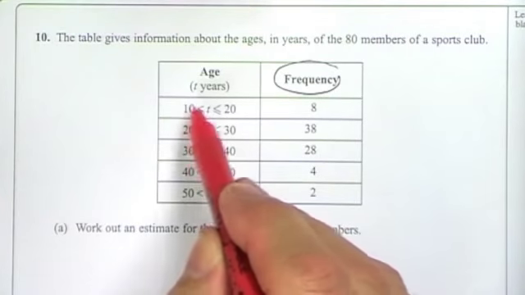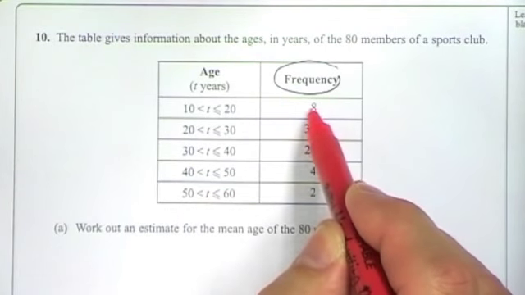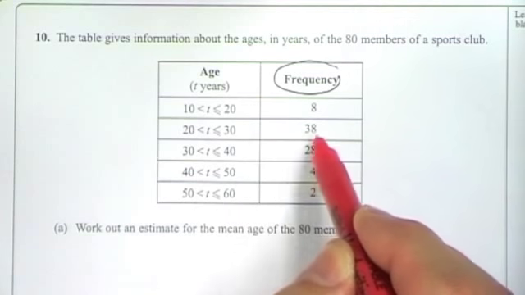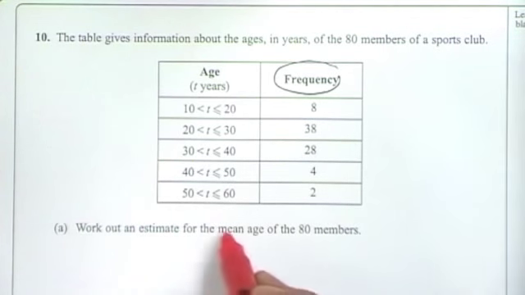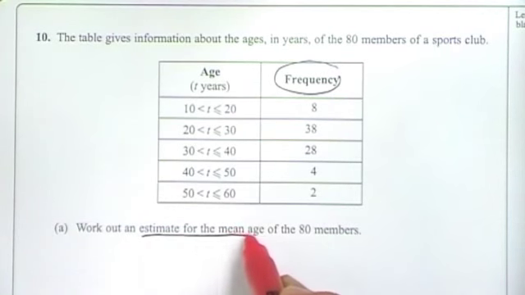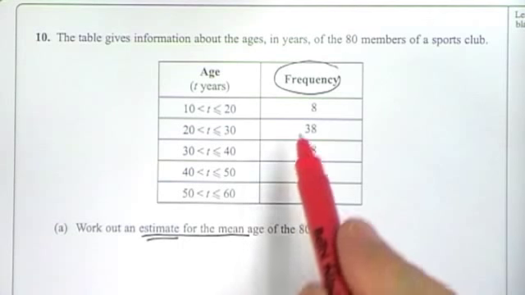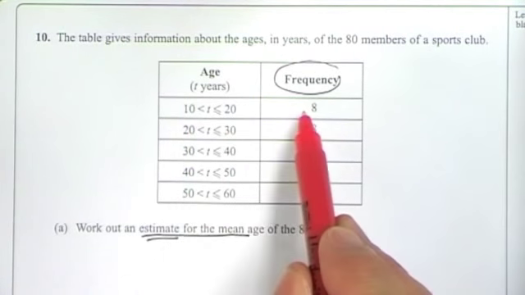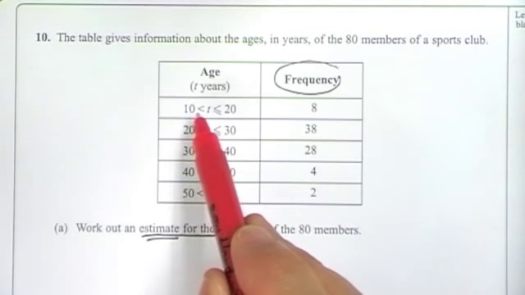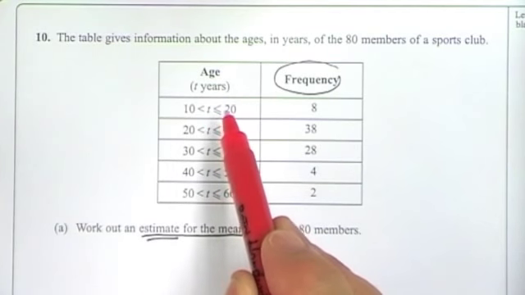So it's saying that between 10 and 20 there were 8, a frequency of 8. Between 20 and 30 there was a frequency of 38. Now you're asked for an estimate of the mean, and the reason it's an estimate is because you cannot calculate the exact value. For these 8 results, you don't know the exact values. All you know is those 8 results were somewhere between 10 and 20.